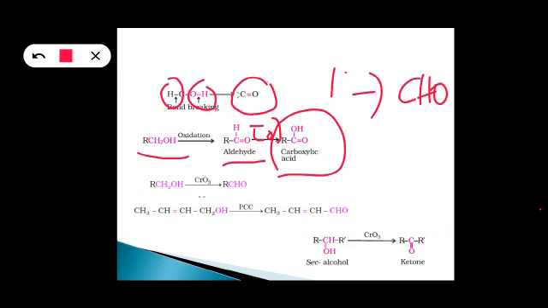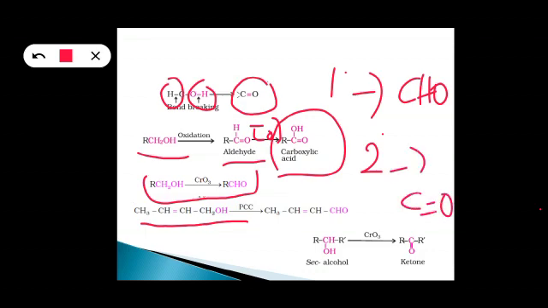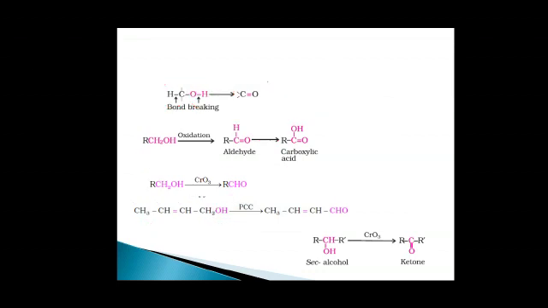We can use many oxidizing agents, and here we get the aldehyde first. A secondary alcohol undergoes an oxidation reaction in the presence of an oxidizing agent and forms a ketone. A ketone is a compound with the functional group C double bond O. So secondary alcohol forms ketones.